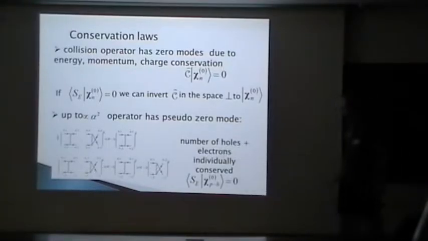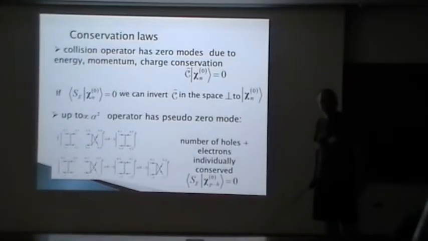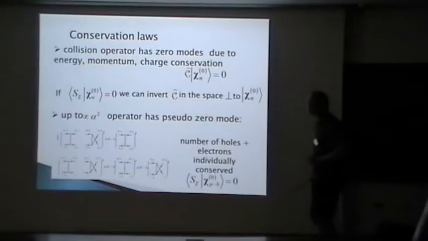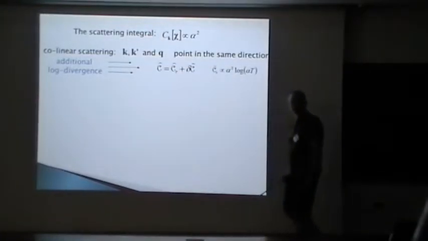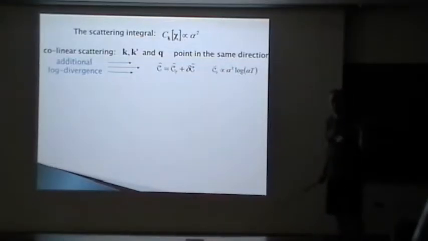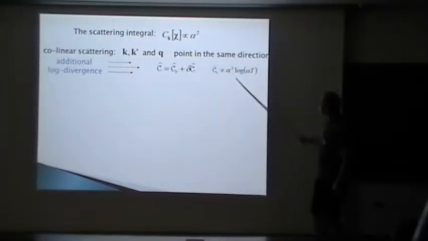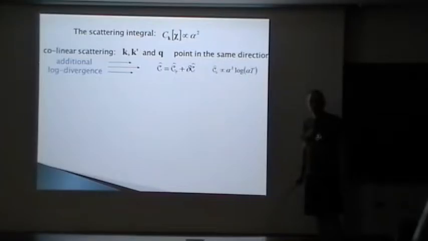But we also have another zero mode now, which is our particle-hole conservation at that order in the calculation. It's going to be better soon, we're almost over. So there's only one caveat, namely these collinear scatterings. And it turns out they are dominating the transport. They get additional logarithmic divergences.